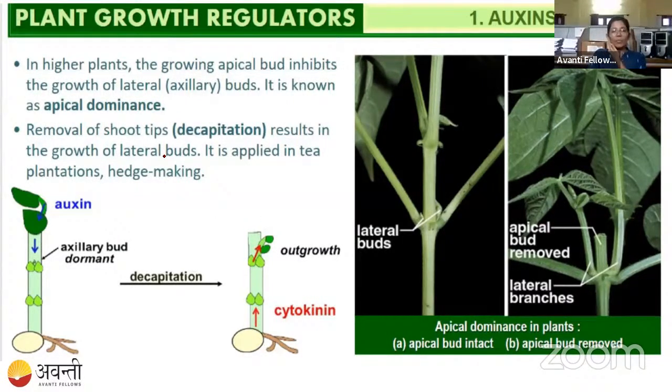Okay, so removing the shoot tips results in the growth of lateral buds, right? So if we remove this tip part or the buds which are at the tip, we can see the growth of these lateral buds now, which means, yes, the apical bud is the one which is stopping the lateral bud from forming. This is because of the presence of auxin at the tip.